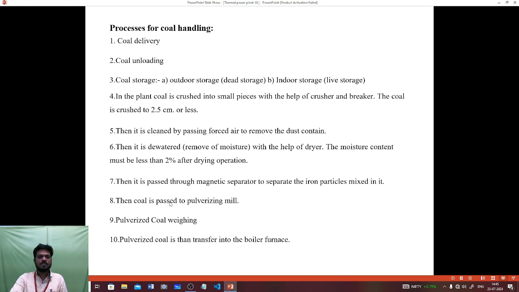Then the coal is passed through the pulverizing mill. The pulverizing mill is used to pulverize the coal into fine particles. The pulverized coal goes through the weighing process to measure the coal weight. Then the pulverized coal is transferred into the boiler furnace.